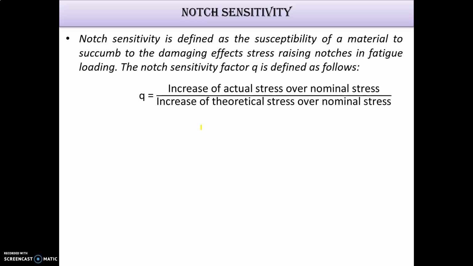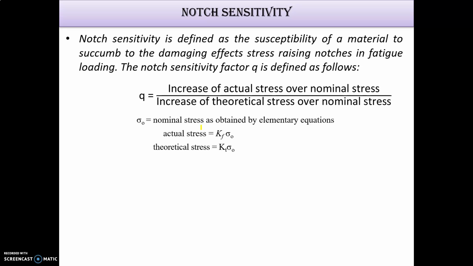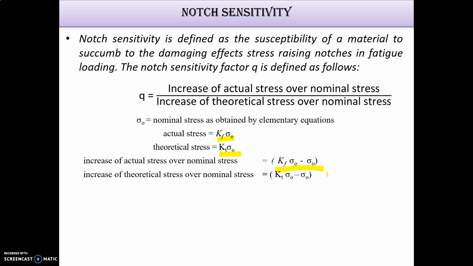Now this q is the notch sensitivity factor and it is given by the increase of actual stress over nominal stress upon the increase of theoretical stress over nominal stress. So this sigma 0 is the nominal stress as obtained by the elementary equation. The actual stress is kf into sigma 0 and the theoretical stress is kt into sigma 0. So the increase of actual stress will be kf sigma 0 minus sigma 0, and the increase of theoretical stress will be kt sigma 0 minus sigma 0.